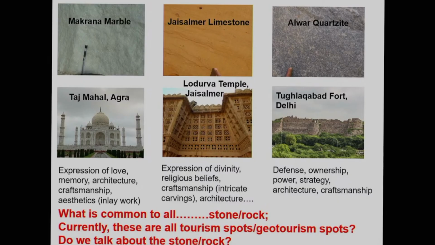So UNESCO is also planning to incorporate stone as a criteria for all the stone-built heritage sites. So that is the project on which we are working. The second stone is about our expression of divinity, because it is a Jain temple in Jaisalmer, the Ludarva Jain temples, about our religious beliefs, about craftsmanship, intricate carvings, and architecture again. So these are all based on stones.